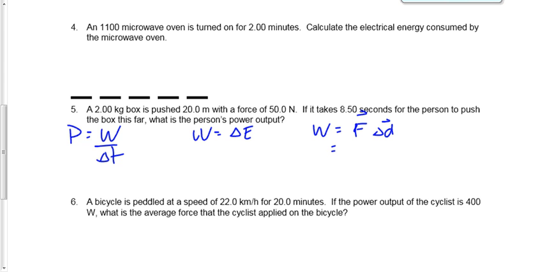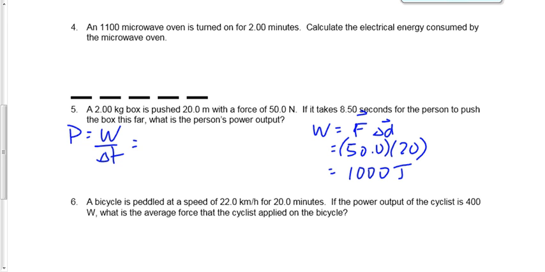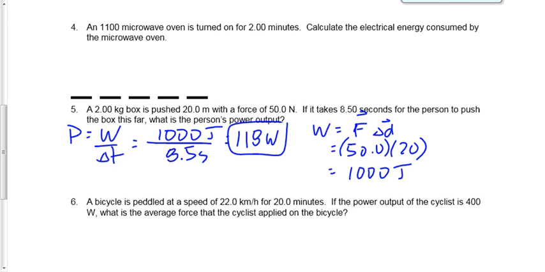Force is 50.0 newtons. The displacement is 20 meters. That gives us 1,000 joules. All right, my work is 1,000 joules. If my work is 1,000 joules and it took me 8.5 seconds to use up that 1,000 joules, then my power is simply going to be equal to 1,000 divided by 8.5, which gives me 118 watts. We should round that to 3 digits, 118 watts. So you see how this question really is just a work question, right? And then we just divide the work by the time.